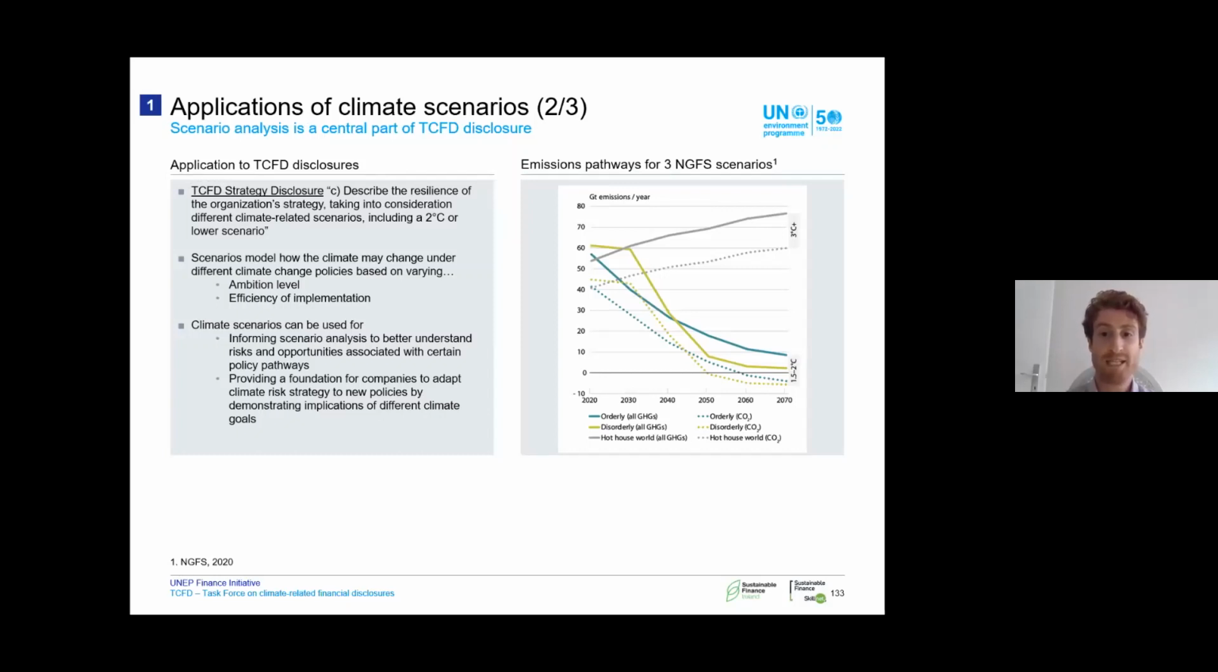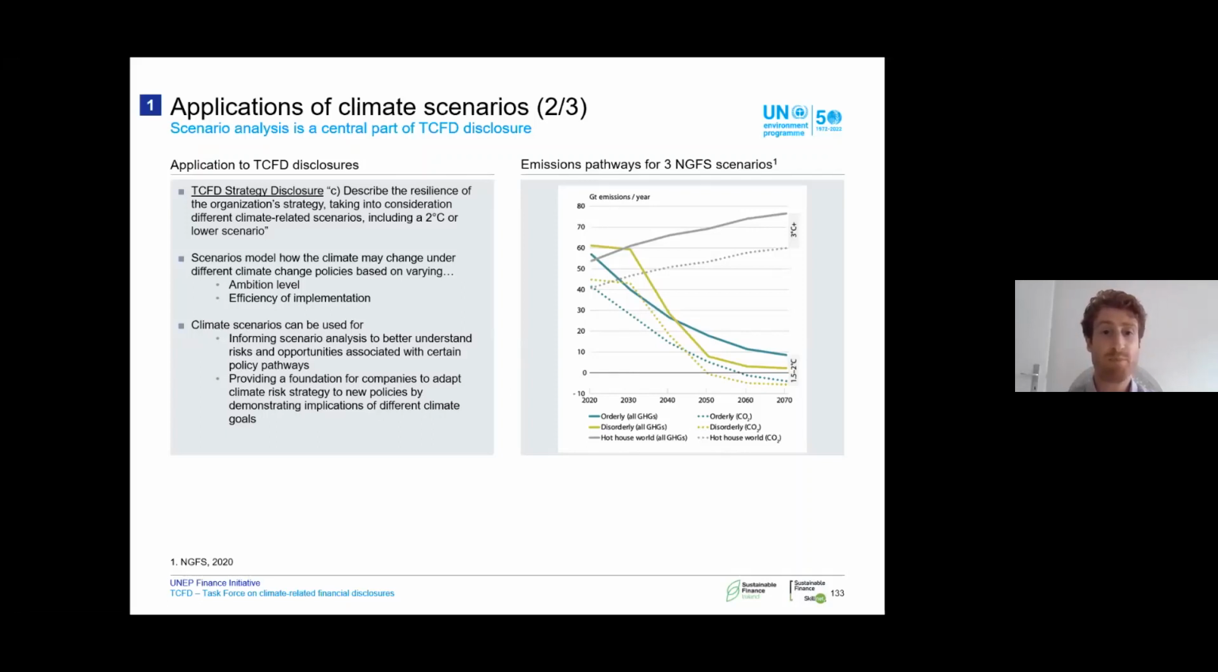The graph you see here is from the NGFS and looks at both CO2 as well as all other greenhouse gases, and shows the rate of decline under its orderly scenarios, its disorderly scenarios, and, as I mentioned, those hothouse world scenarios, the ones where there's limited action.